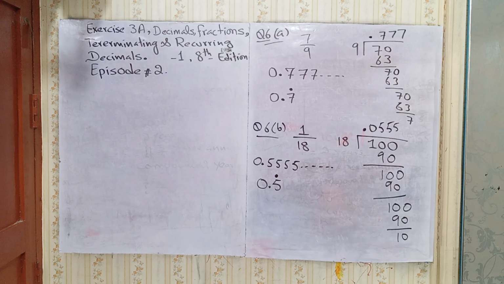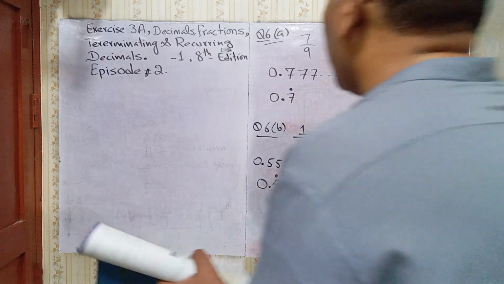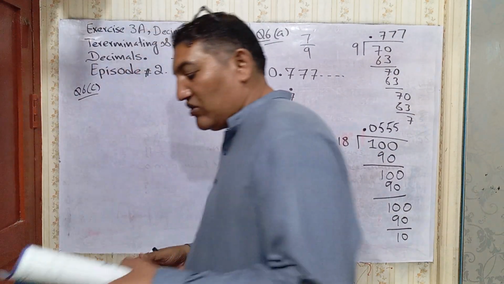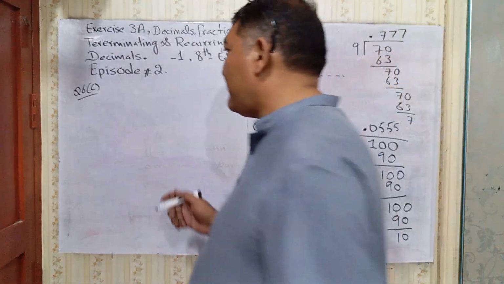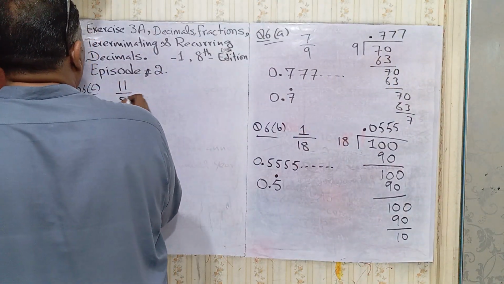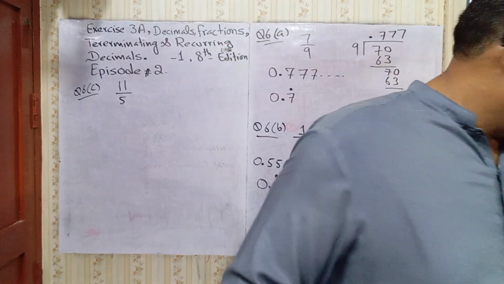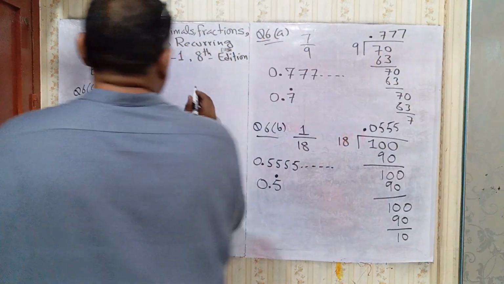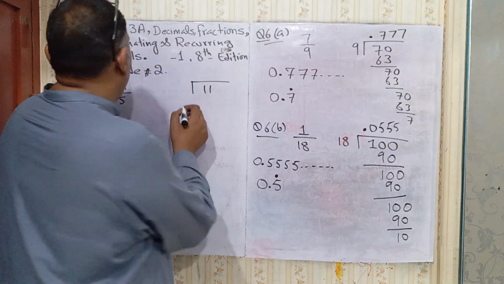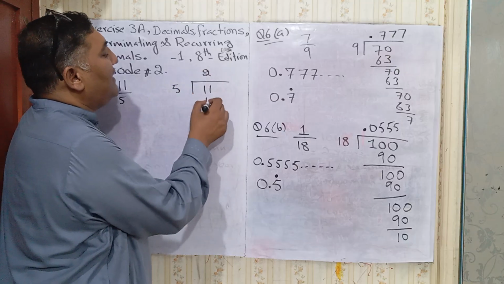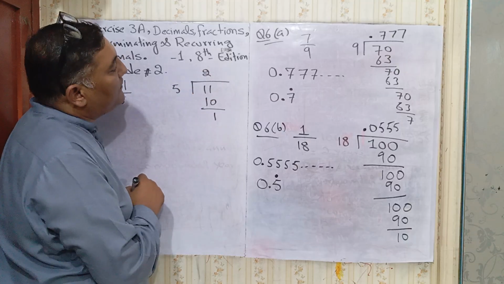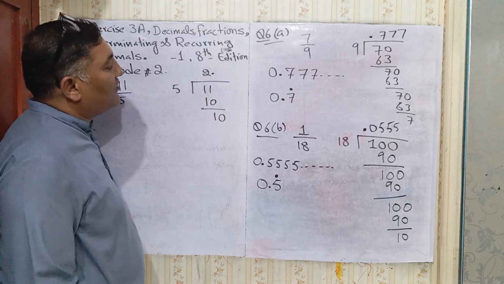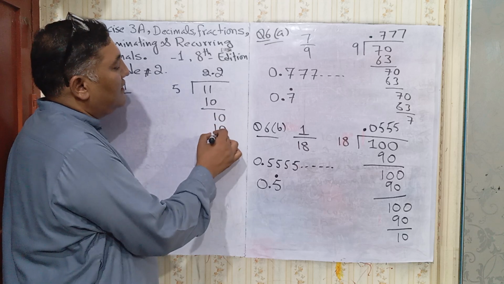Now let's do question number 6 and its C part. In the C part, we have 11/5. What we can do is divide this like a long division. Here you will have 11, and here you will have 5. 5 2s are 10. You are left with 1. Then you can put a decimal here, sorry, and put a 0. So 5 2s are 10.